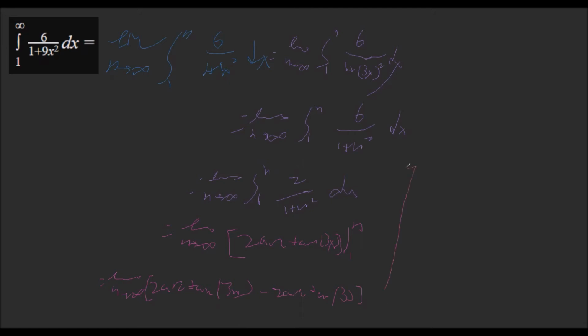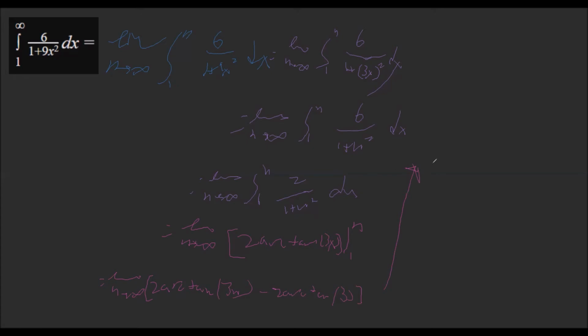And I'll write our final answer up here as I'm running out of space. But essentially, we have the limit as n approaches infinity of 2 arctan 3n. What we're really doing is we're just replacing n with infinity. Mathematically, that's not exactly what's going on, but for all practical reasons, it is.